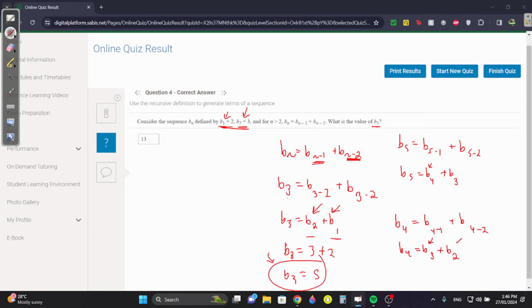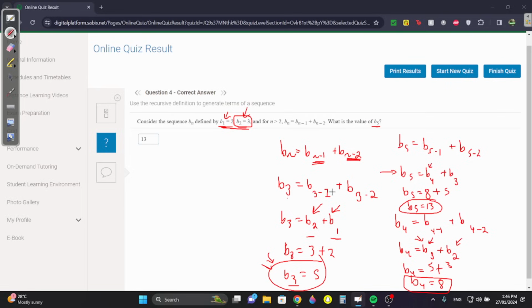Do we know what b3 is, what b2 is? We know b2 is given, which is 3, and we just found b3 earlier, which is 5. So b4 would be equal to b3, which is 5, plus b2, which is 3. So b4 would be equal to 8. Okay, so now let's go back to b5. Can we find b5? Yes, we can. We know that b4 is 8, and b3 is 5. So b5 will be equal to 13.